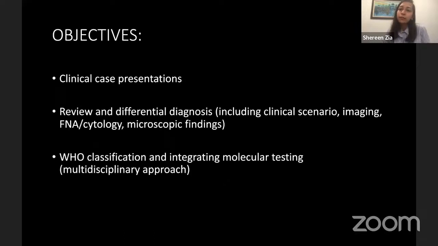So the goal of my presentation is to walk you through some clinical case presentations, and then we'll review the differential diagnosis, including the clinical scenario, imaging, FNA cytology, and microscopic findings. Then we'll walk through the WHO classification and how we can integrate a multidisciplinary approach to reach the correct diagnosis regarding pancreatic cystic lesions.